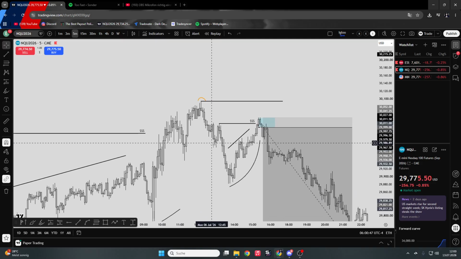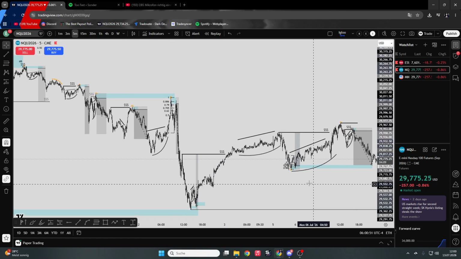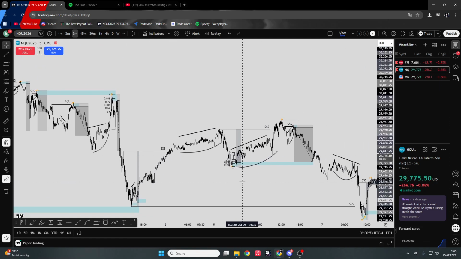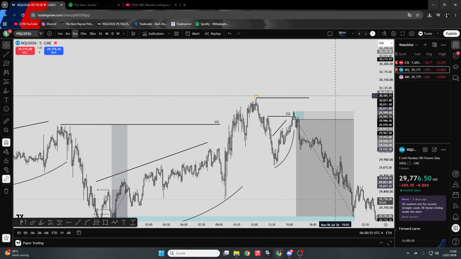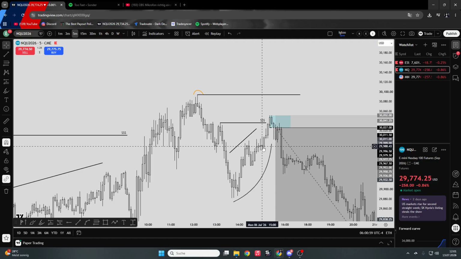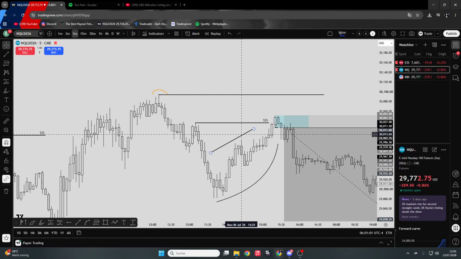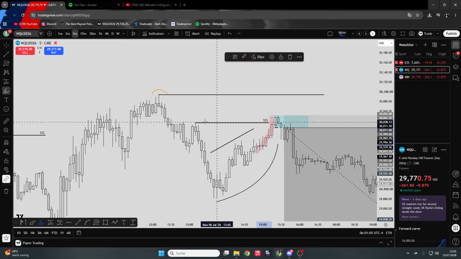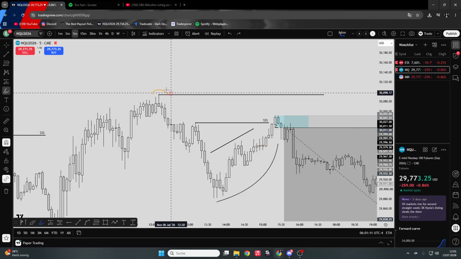Here you get another bias flip. We trade higher and then we fail. So we reaccumulate and manipulate above this high here, which means there is liquidity and there is no liquidity, right? So this is protected again.